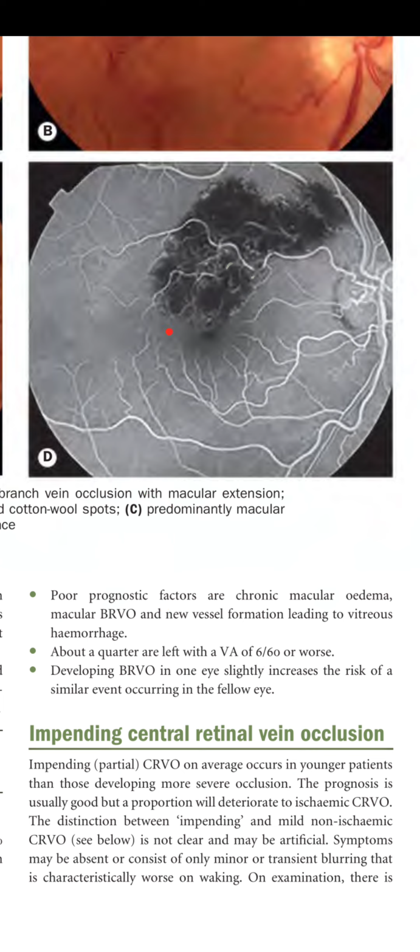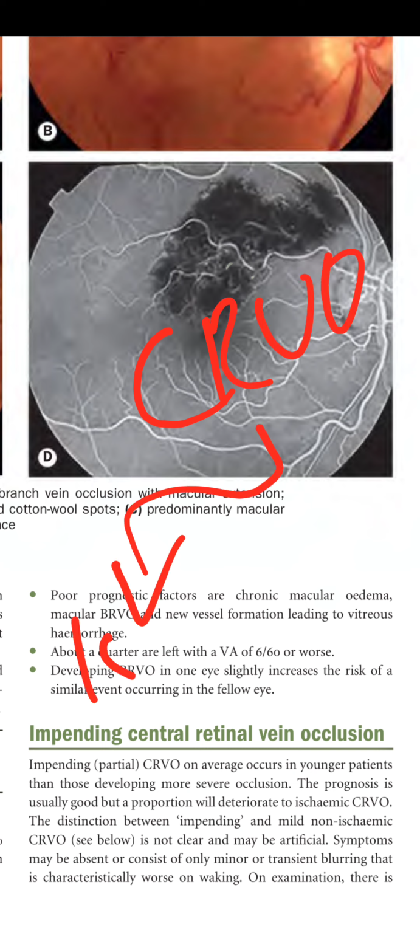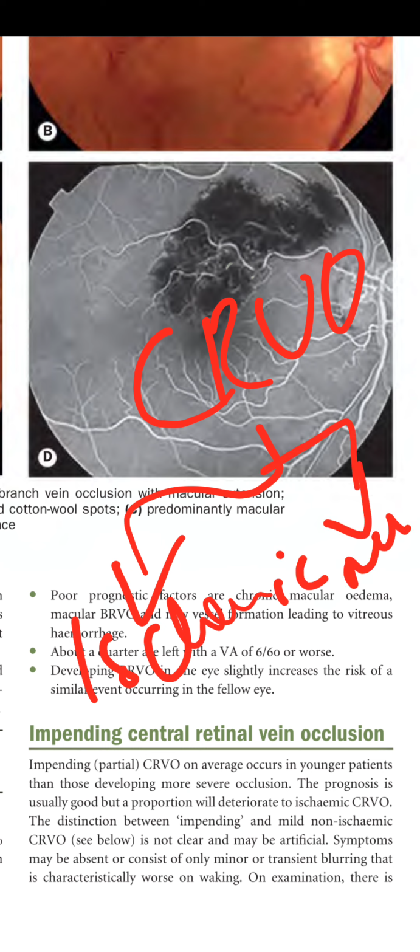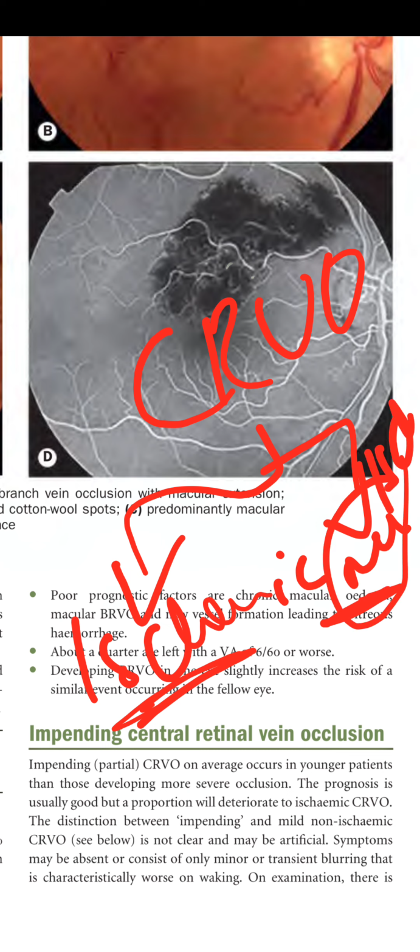So you know that CRVO has been divided into different types. Number one is ischemic CRVO and non-ischemic CRVO, and the major difference is basically the severity of the signs. The non-ischemic CRVO basically has fewer signs. So sometimes the distinction between impending and mild non-ischemic CRVO is not clear and may be artificial.